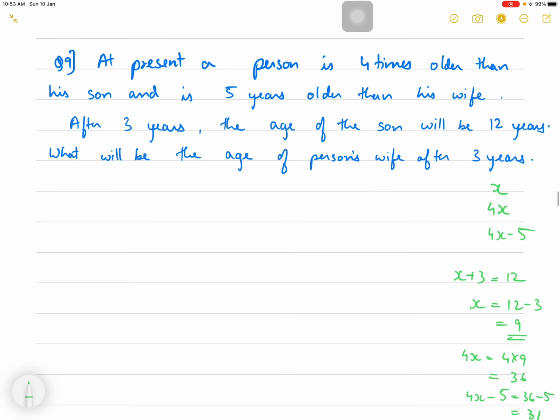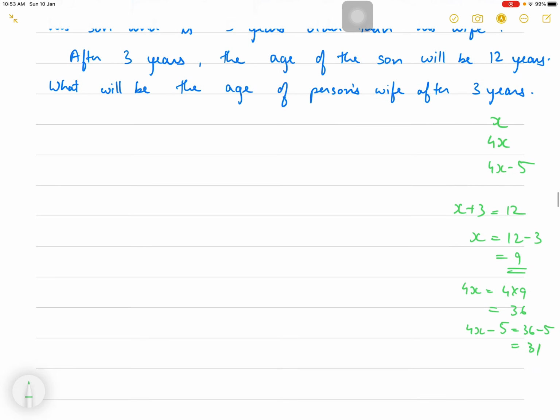Now let's see what they have asked. What will be the age of the person's wife after 3 years? Okay, now person's wife's age is 31. After 3 years, it will become 31 plus 3, which is 34. Right? So let's solve.